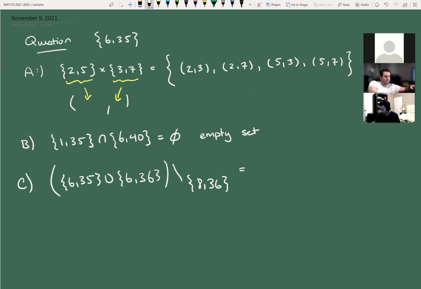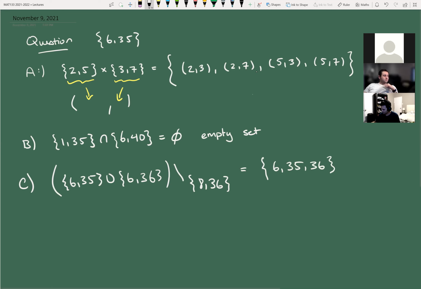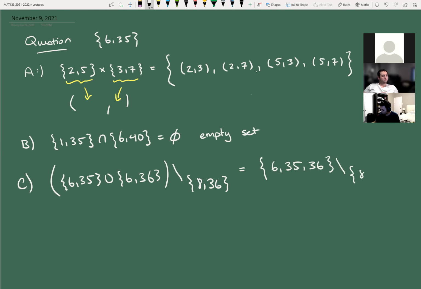Right, exactly, Jeremiah. Perfect. So 6, 35, 36, right? Union says put them together. Now, notice that 6 does not appear twice, right? Because a set can't have multiple of the same thing in it. So when I take 6 and union it with another set that has 6, the 6 only appears once, right? Exactly, repetition is not allowed.